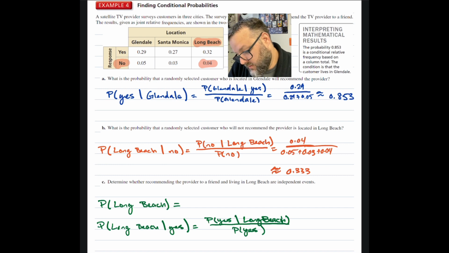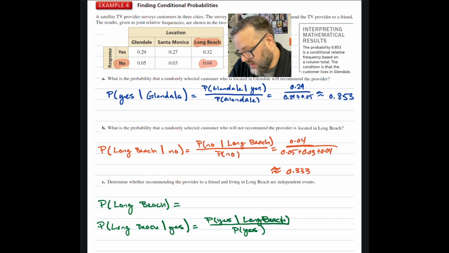So then determine whether recommending the provider to a friend and living in Long Beach are independent events. In other words, does their opinion in Long Beach directly affect whether they're going to say yes or no? And we can do that by comparing the probabilities. If the probability of being in Long Beach is equal to the probability of being in Long Beach given that they would recommend the provider, so that's a yes, if they match, then they're independent. If we find each one independent of the other to be the same probability, then they are independent events.